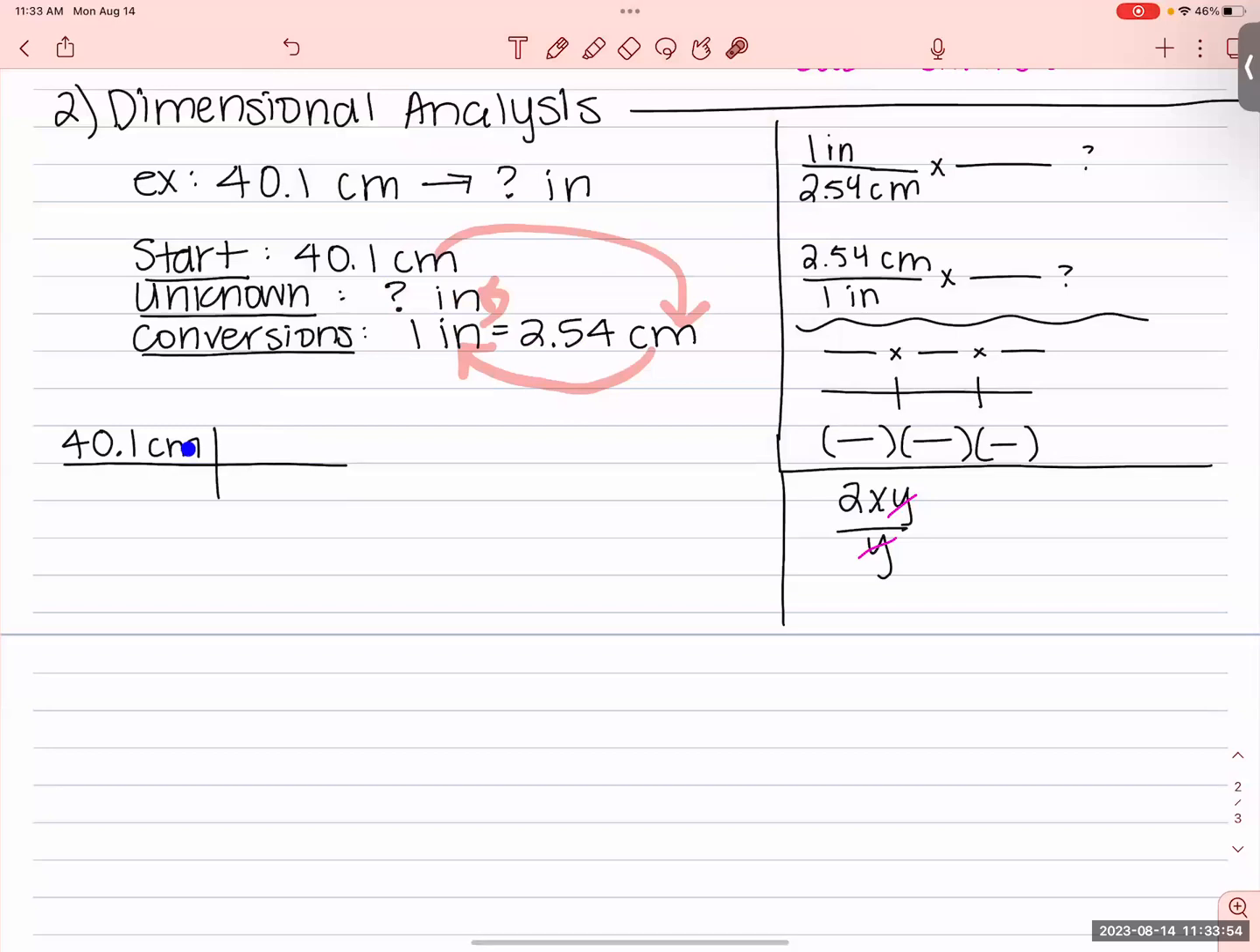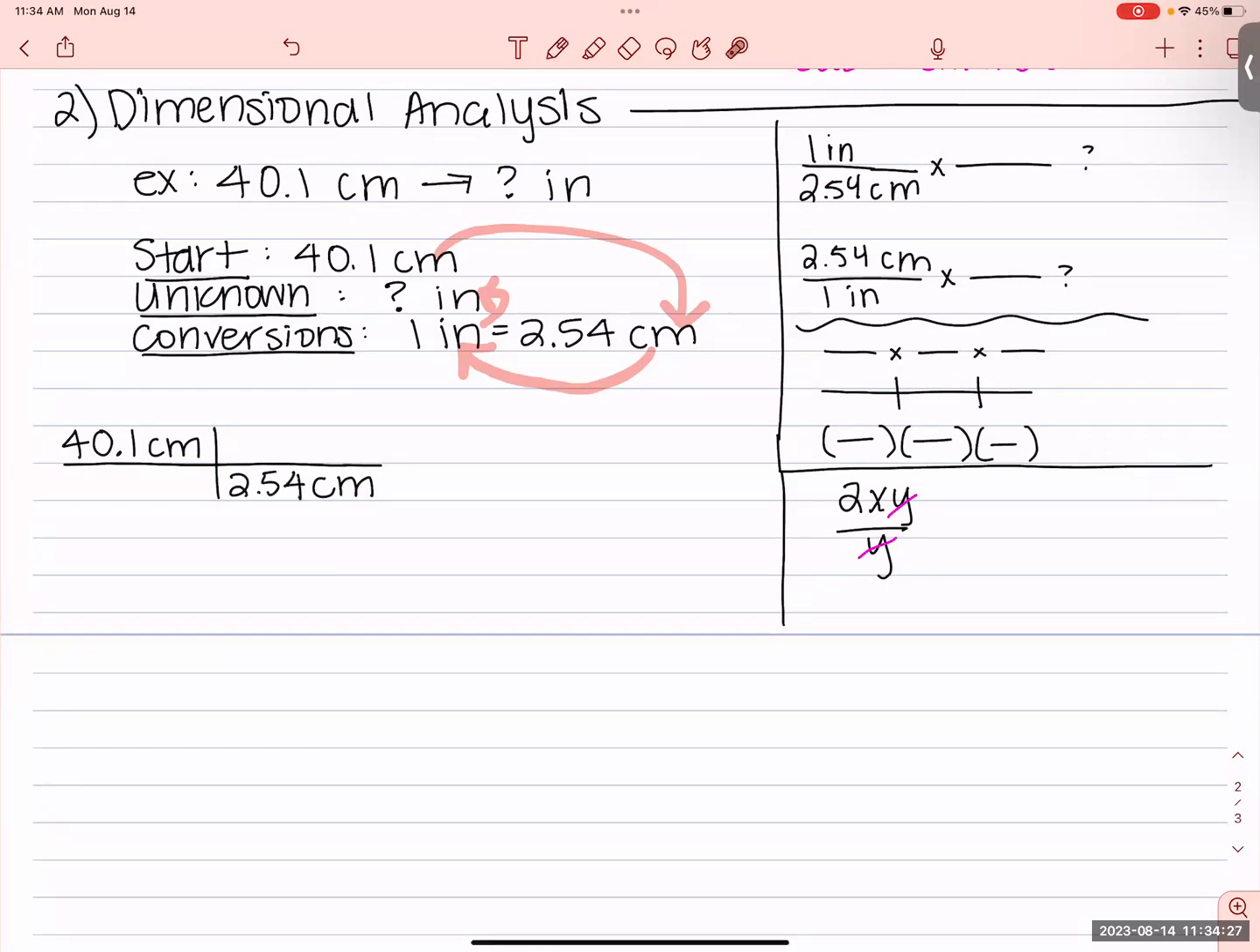So the same thing is going to happen here. If you have two units on top of each other that are the same, they're going to cancel. So I want the centimeters to go away because I want my answers to be in inches. So I need to put the centimeters on the bottom of the fraction. So the number that goes with centimeters, the number that you wrote in front of centimeters in your equality, is the number that has to go in front of centimeters down here.